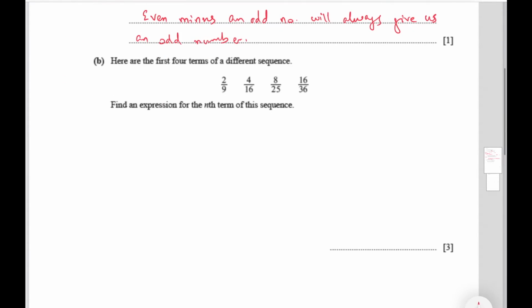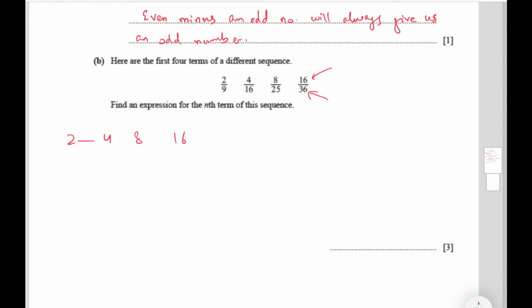Let's move on. The next part says, here are the first four terms of a different sequence. Find an expression for the nth term of this sequence. Okay, in this sequence, what I'm going to do is I'm going to look at numerators and denominators separately. So if I talk about 2, 4, 8, 16.